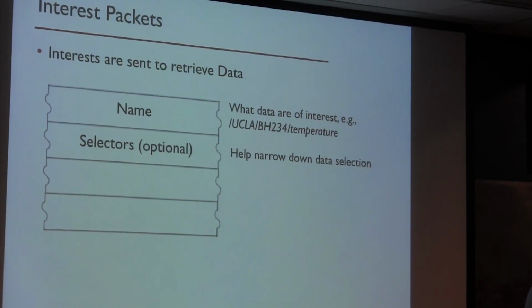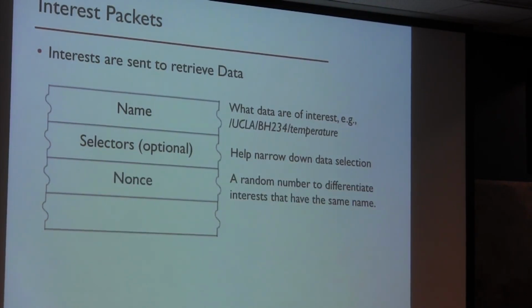Additionally, you can put some optional fields in the interest packet to help the network identify the exact piece of data you want. In this case, we have a number of so-called selectors that help narrow down. If the name is not specific enough, you can put some selectors to help the network narrow down the selection so that it can pick the exact data packet you want.